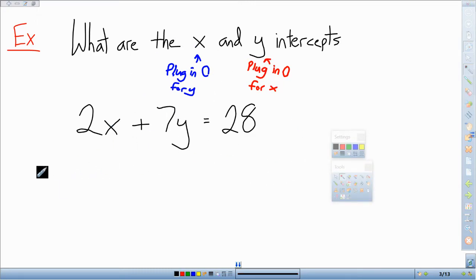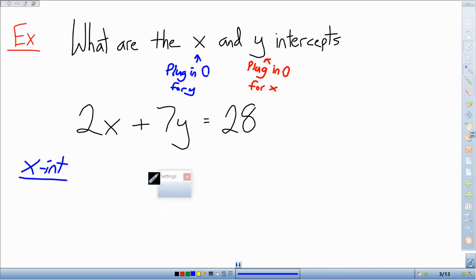So I'm going to rewrite this equation. And let's show ourselves in our notes that we're finding our x-intercept. So this is us finding our x-intercept. I'm going to rewrite our equation, 2x plus 7y. But again, we're going to plug in 0 for y to find our x-intercept. Okay, and now we're just solving.